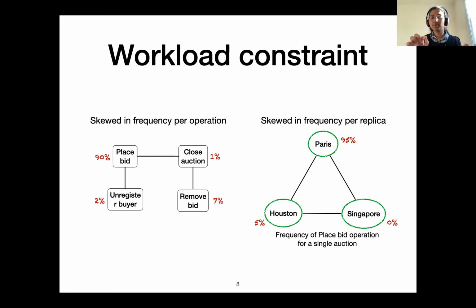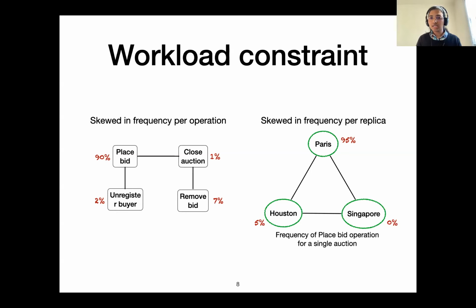The numbers are kind of made up just to show that there is a definite skew. Now let's zoom into the place bid operation and see the location from which the operations are being issued. The right-hand side shows the physical placement of the replicas. Assume one replica was placed in Paris, one in Singapore, and the third one in Houston. Since Paris is famous for baguettes, I'm taking the example of a baguette making machine. If I'm putting up a baguette making machine for an auction, of course maybe 95% of the bids might be from Paris, and there might be 5% of the bids from Houston, and maybe no one is interested in Singapore to buy a baguette making machine. So this depicts a skew in the frequency of an operation depending on the location as well. That's what I meant by a skew in the frequency per replica.